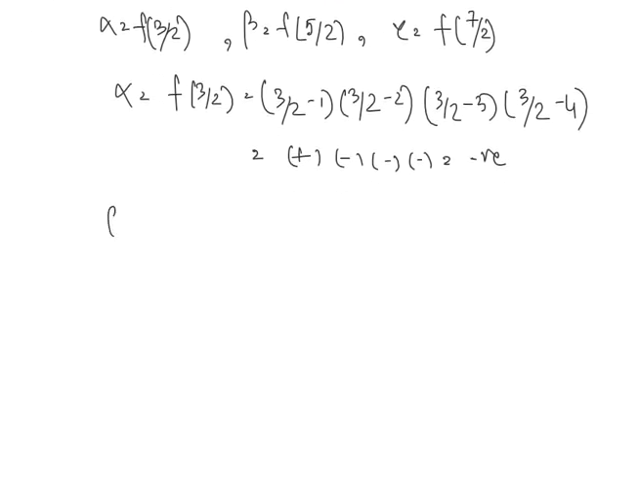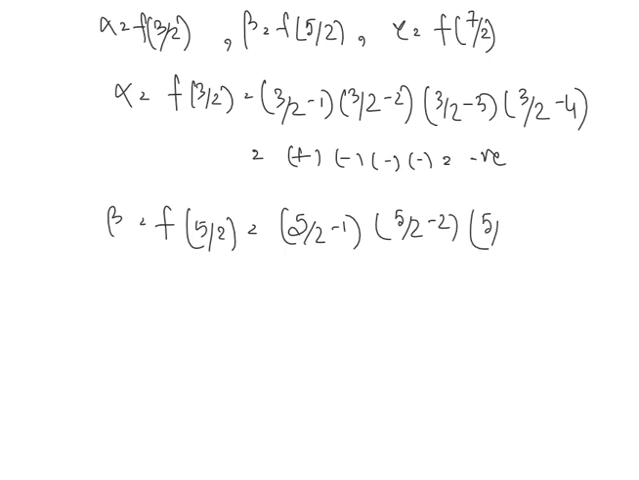Now let's check for beta. Here we have beta is equal to f(5/2). That means (5/2 minus 1)(5/2 minus 2)(5/2 minus 3), and lastly (5/2 minus 4). And here we have plus, plus, minus, minus. So after multiplication, the resulting sign is positive.